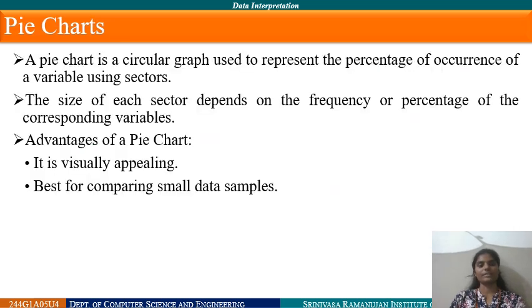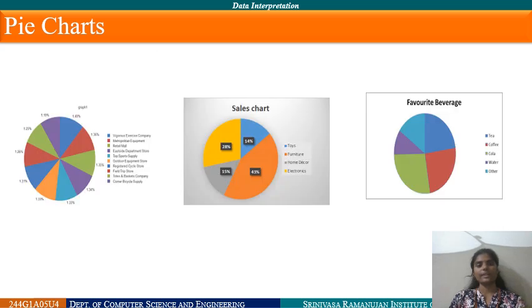What are pie charts? A pie chart is a circular graph used to represent the percentage of occurrence of a variable using sectors. The size of each sector depends on the frequency or percentage of the corresponding variables. Advantages of a pie chart: it is visually appealing, best for comparing small data samples. This is an example of pie charts.